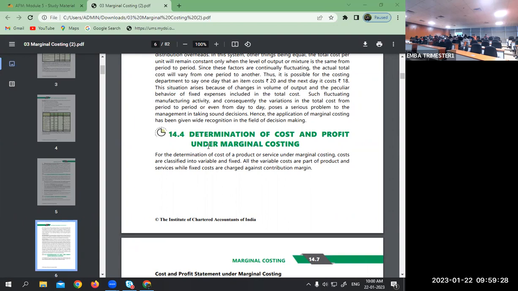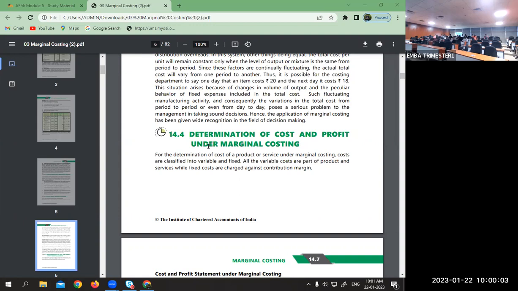To make 1 notebook, the cost of paper is 20 rupees. To make 2 notebooks, the cost of paper will be 40 rupees. To make 3 notebooks, the cost of paper will be 60. It keeps on increasing as the number of outputs increases, in direct proportion in total. But the per unit cost of the paper remains constant. Even though you produce 1 lakh units, for 1 unit the paper cost is 20 rupees.